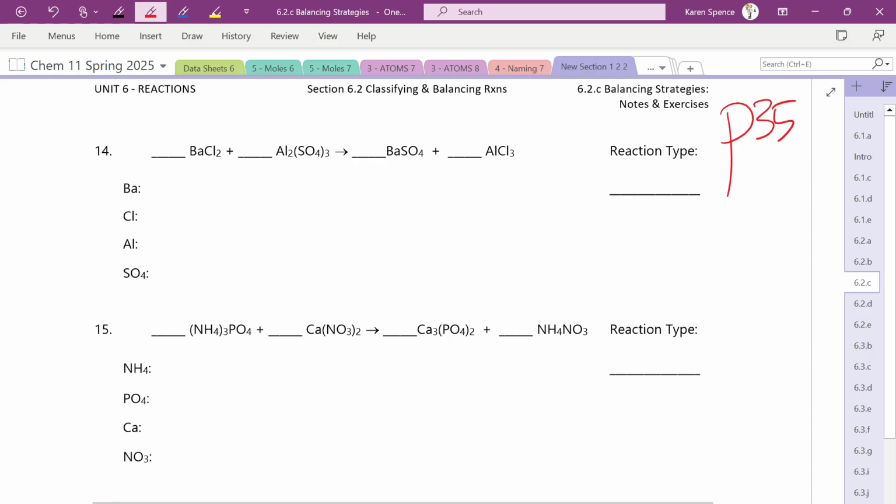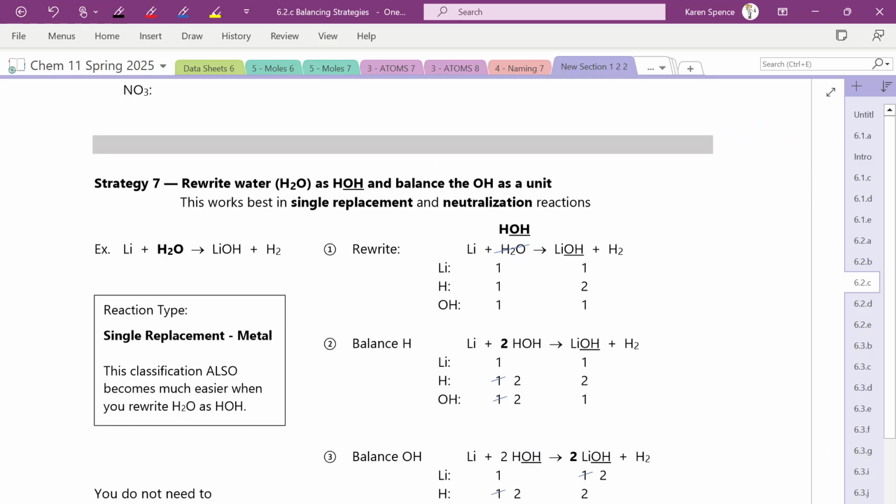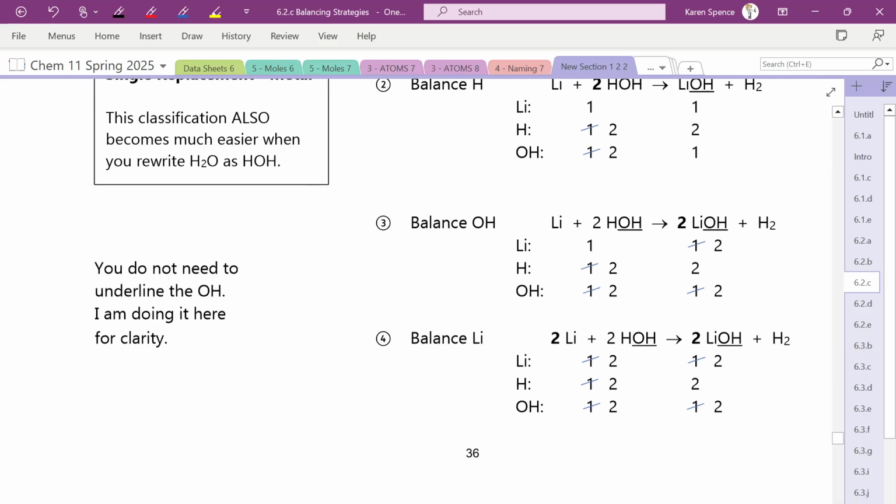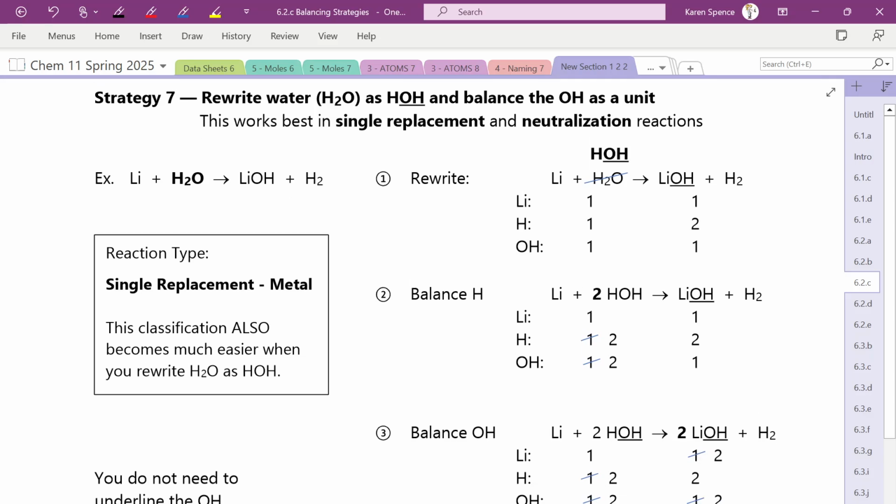This is actually quite a useful one, and it's used for neutralization or single replacement. And this is on the bottom of page 36.